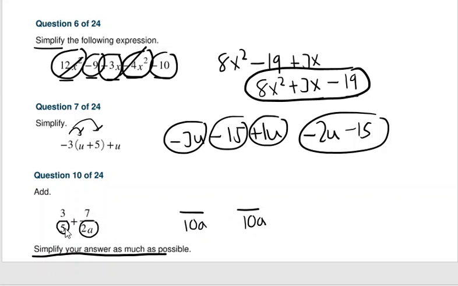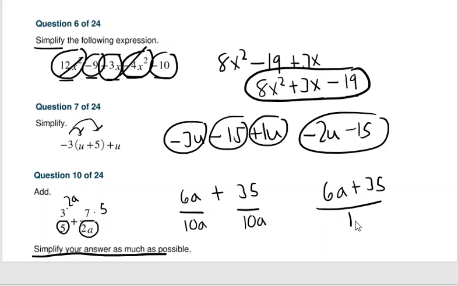And to get from 5 to 10a, we have to multiply by 2a. So that means the top has to get multiplied by 2a. So that makes this a 6a. To get from 2a to 10a, we have to multiply by 5. So the 7 has to get multiplied by 5, and that would be 35. Now we can add these two together, and we get 6a plus 35 all over 10a.